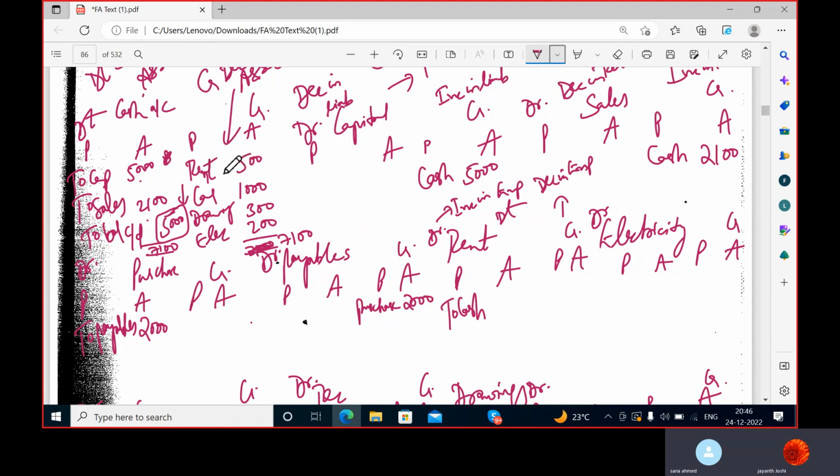Right. Decrease in cash because I paid for rent, and increase in expense because it was a cash payment for rent. Next, you should think of expense only in such a way: increase in expense is debit, decrease in expense is credit.